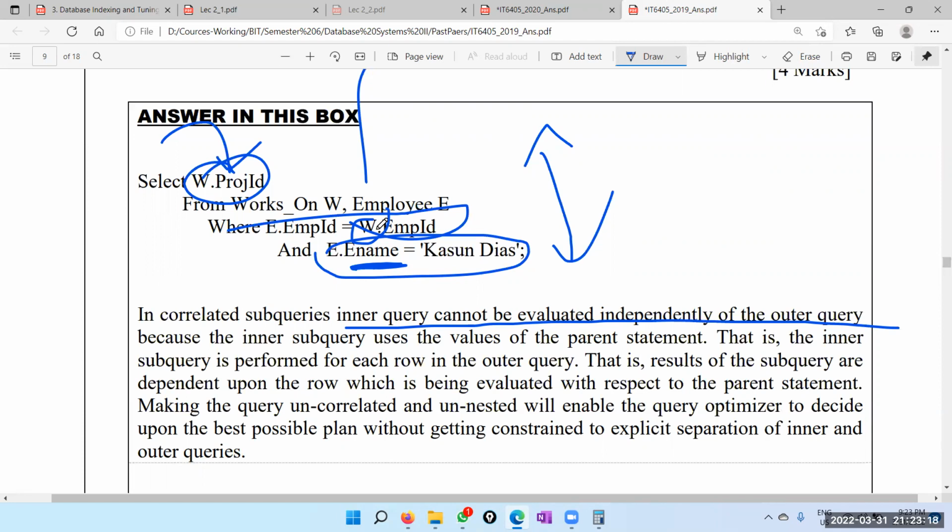Yes, inner query cannot be evaluated independently because even this W is from the outer query. Because works on is from the outer query. This is the inner subquery is performed for each row in the outer query. That is, the results of the subsequent subquery are dependent upon the row which is being evaluated with respect to the parent statement. Making the query uncorrelated and unnested will enable the query optimizer to decide upon the best possible plan without getting constrained to the separation of inner and outer queries.